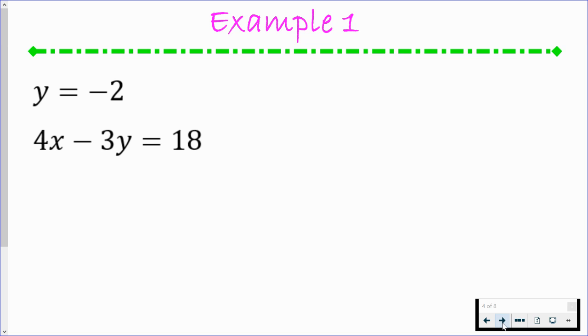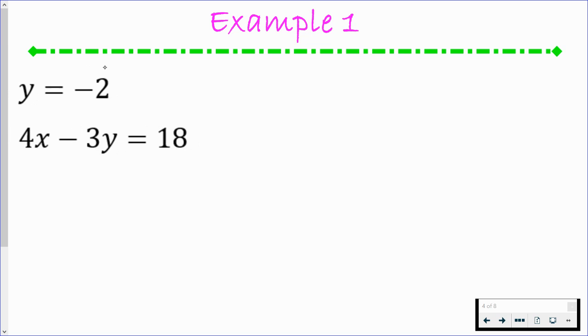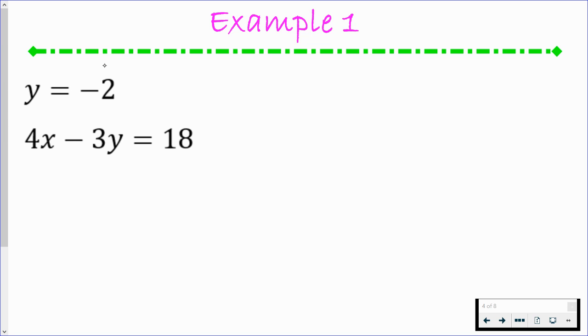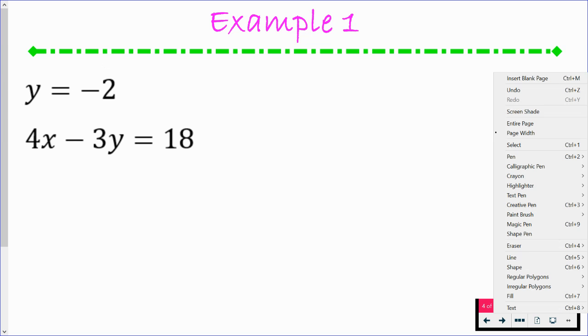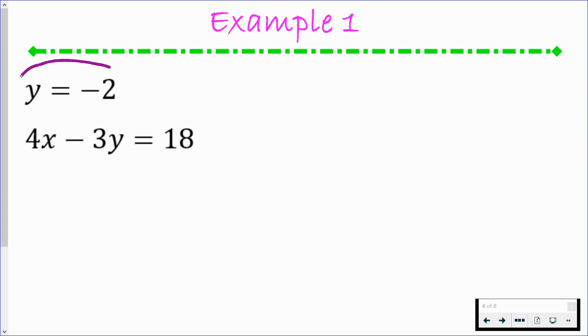Okay, example 1. You want to make sure you look for the equation that is in y equals or x equals. So if you notice the first equation we have here, the first equation is y equals -2. So since this is the one that's in y equals, we're going to replace the y with -2.